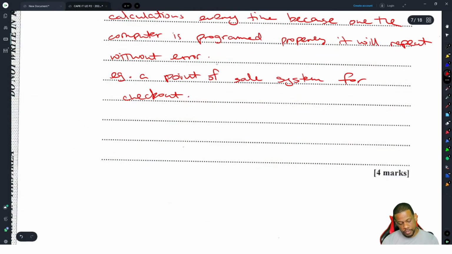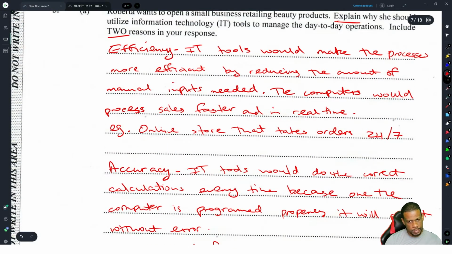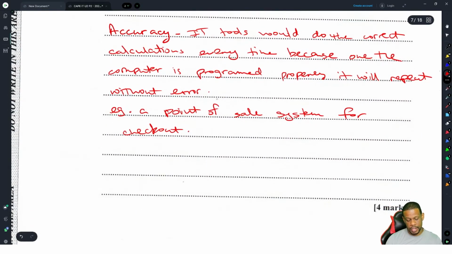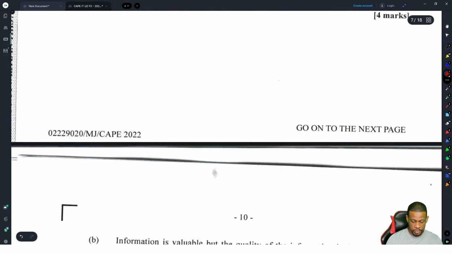But you have efficiency, you have accuracy, you have all sorts of other ones. Just remember, show that you understand what the term is, and then seal it with an example. Even though it's only 4 marks, you're trying to convince an IT examiner that you know what you're doing here.